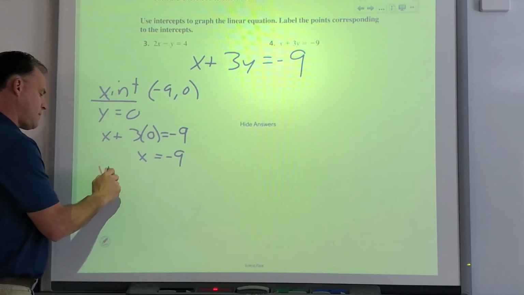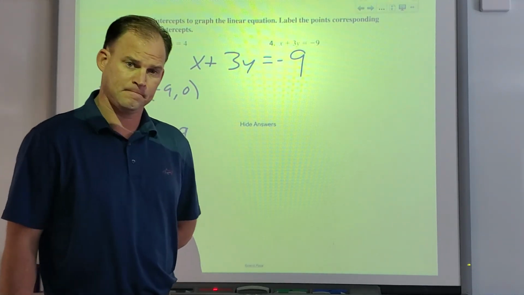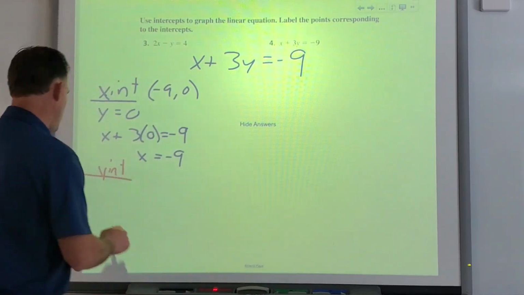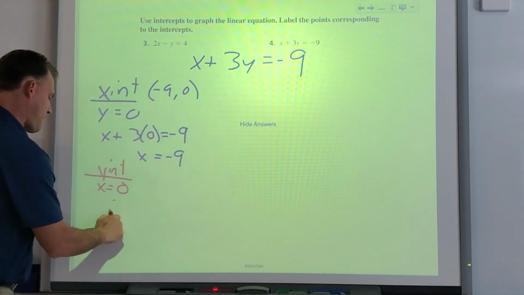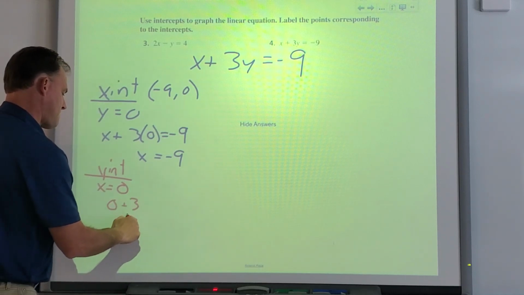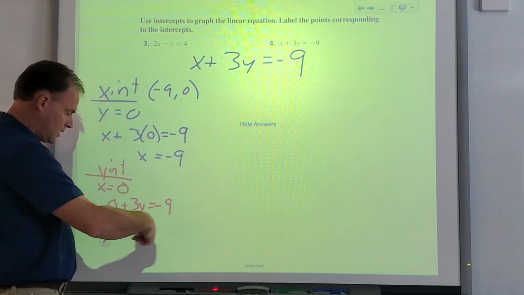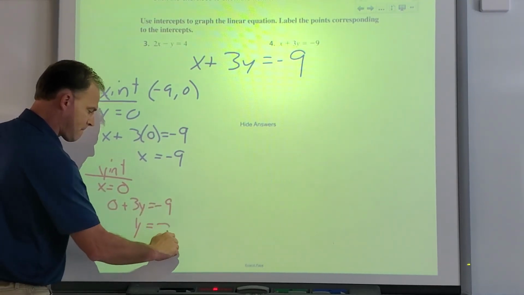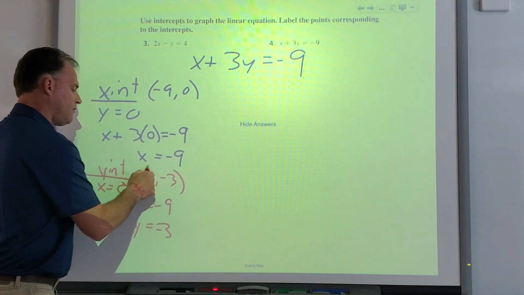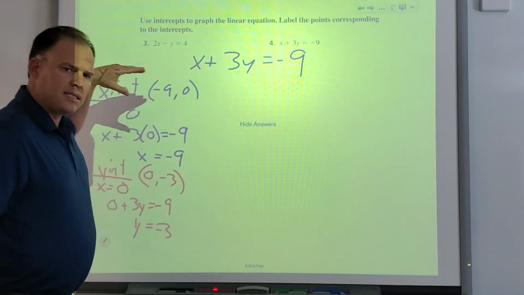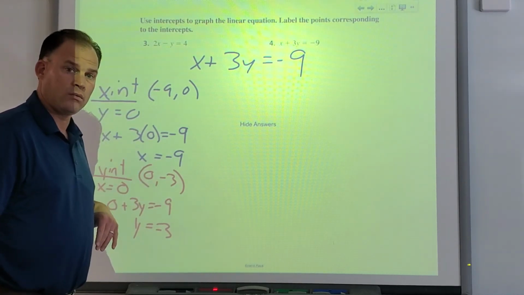How do I find the y-intercept? Put 0 in for x. Go back to your equation. Solve for y, so in this case I'm dividing, and I get -3, so I have 0, -3. Why is the 0 second in this answer and first in this one?